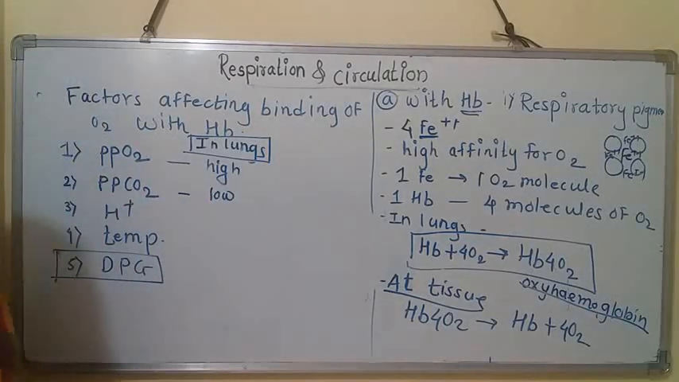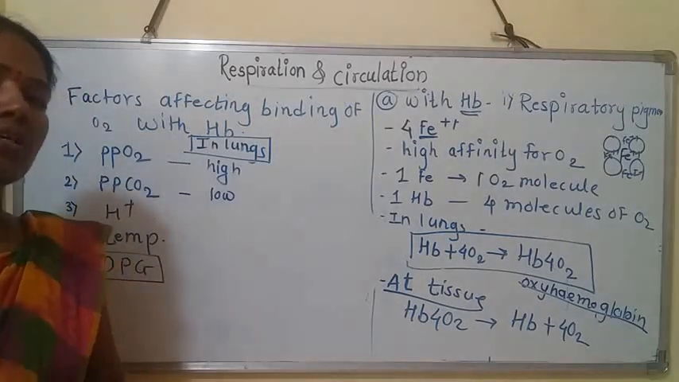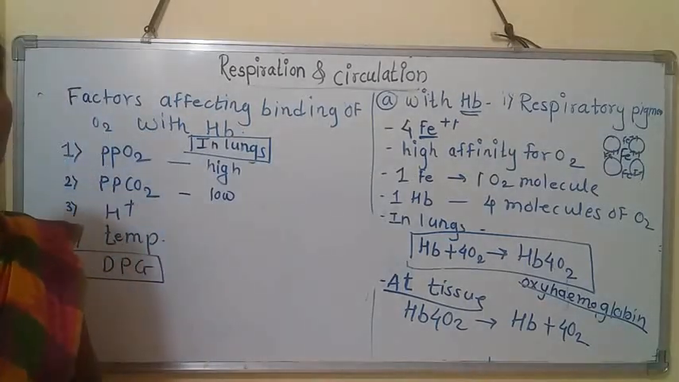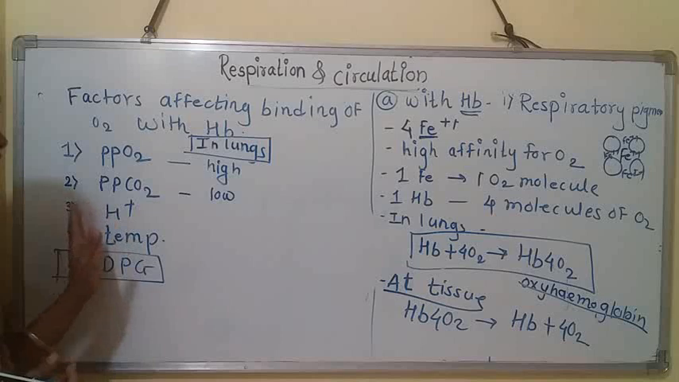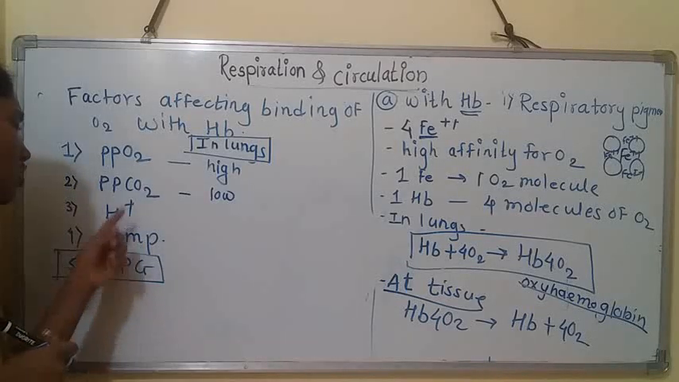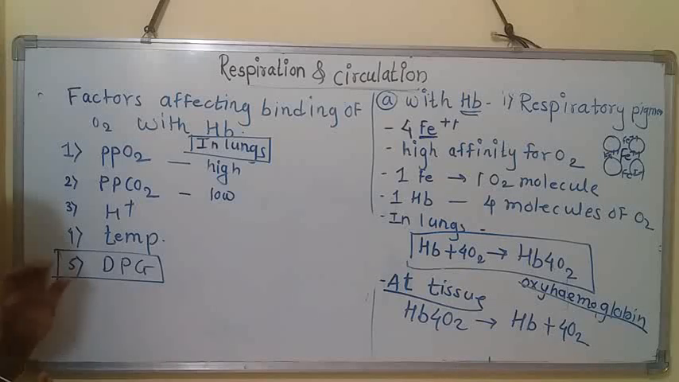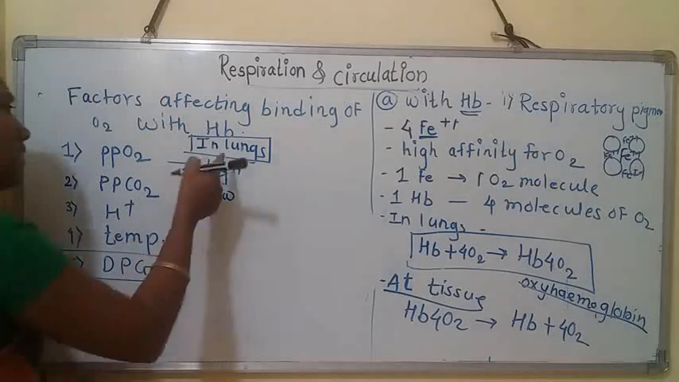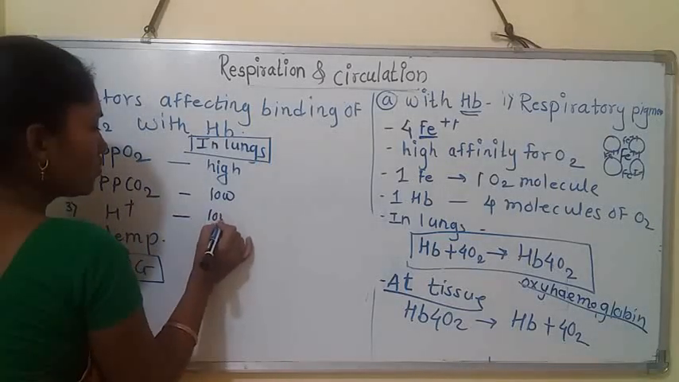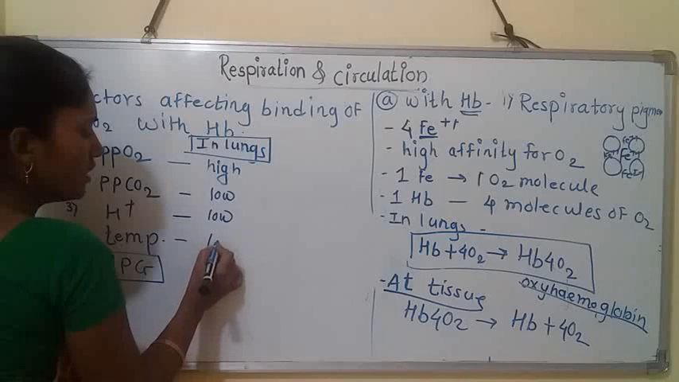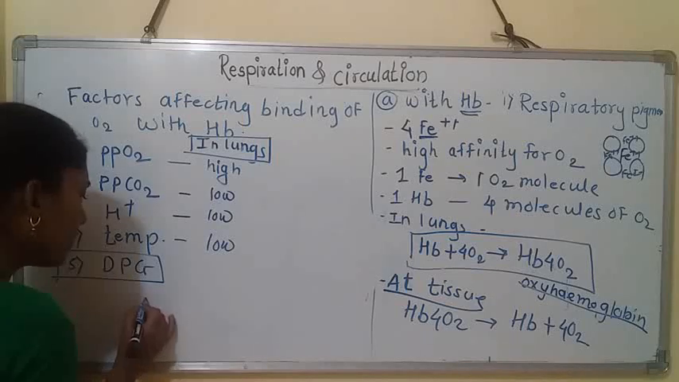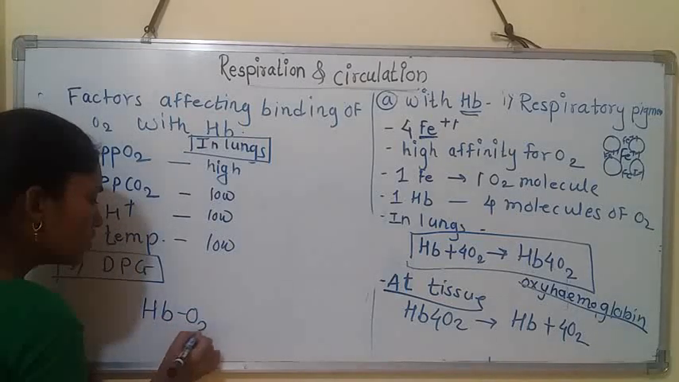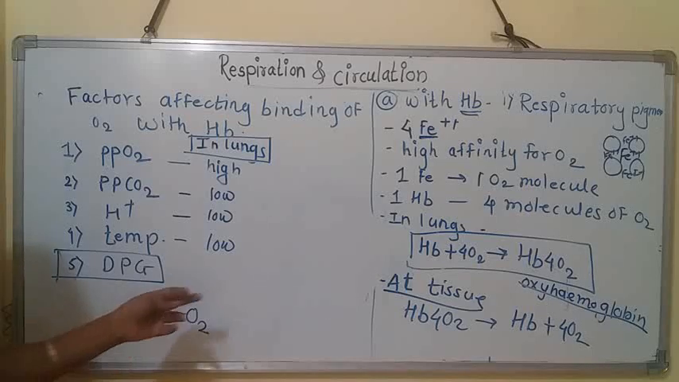Next, H plus ion concentration. In our blood, by various ways, H plus ions are dissociated. All of you know, because of H plus, the pH of the blood can change. If this H plus is increased, the blood will become acidic. So H plus ion concentration also affects the binding of hemoglobin and oxygen. At the lung level, H plus ion concentration is very low. Temperature within the lung is also low. So these factors are favorable for binding of hemoglobin and oxygen, for formation of the oxyhemoglobin complex.